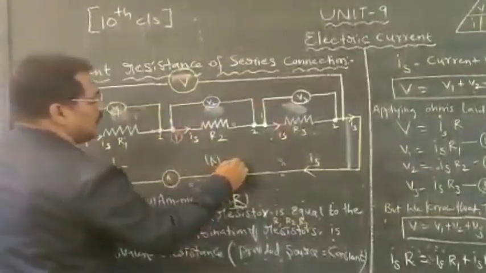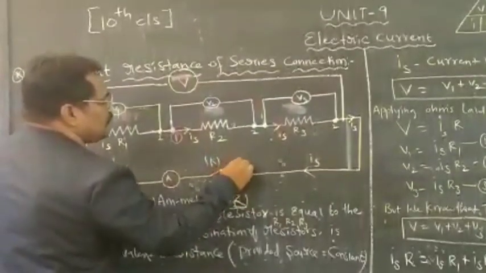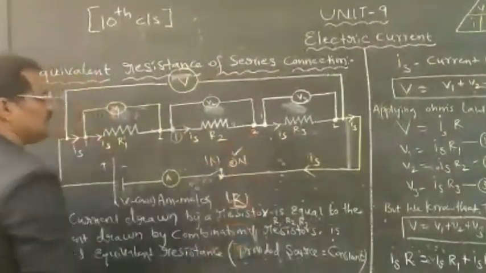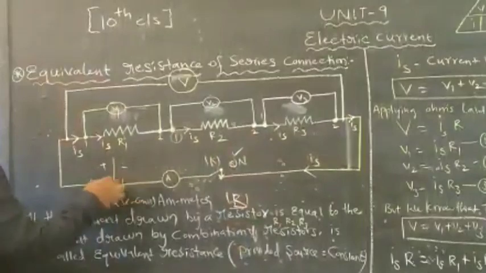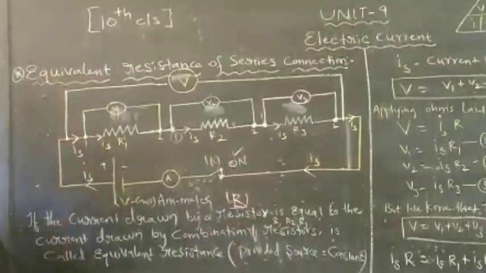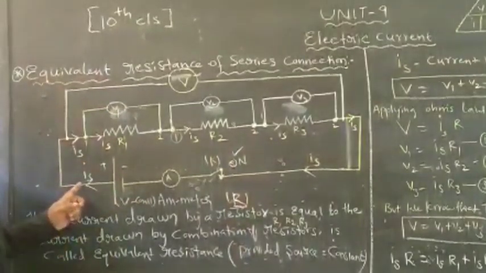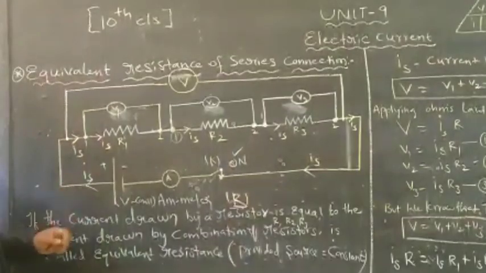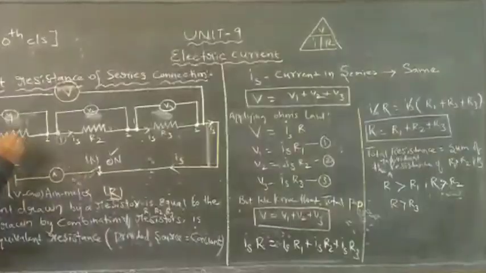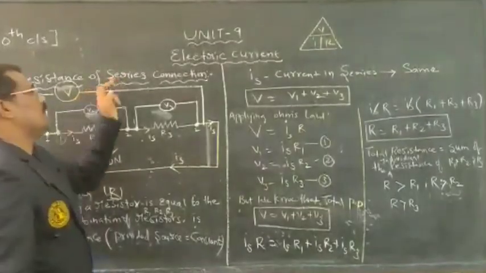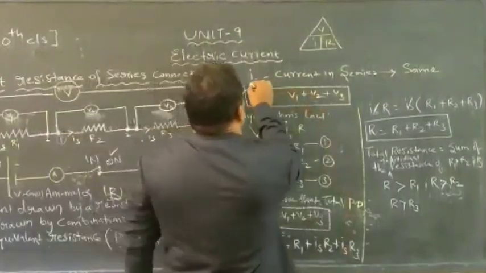Then connect it to the key and switch on. As we switch on the key, current starts flowing from high potential to low potential. Let the current flowing in the circuit be I. So what we know is, when it is connected in series connection, I, E means what?